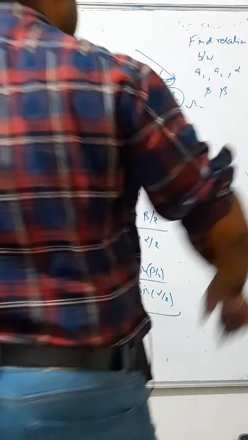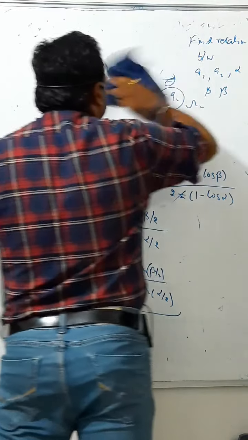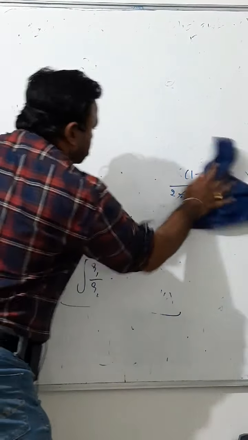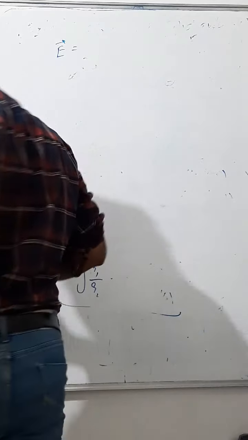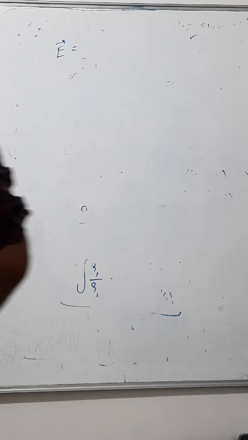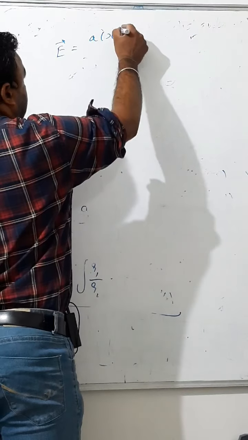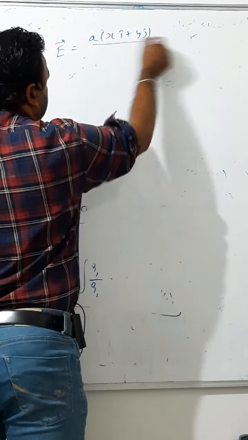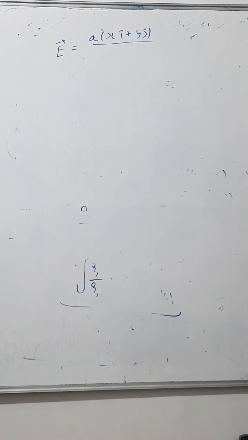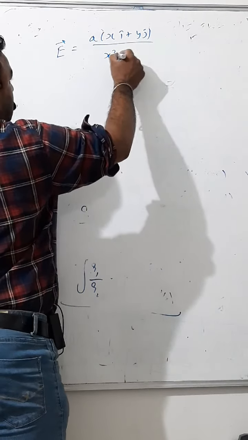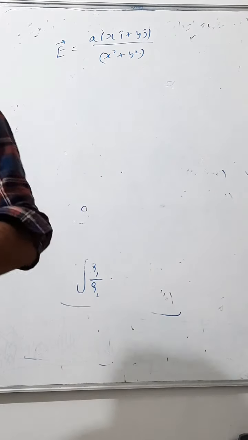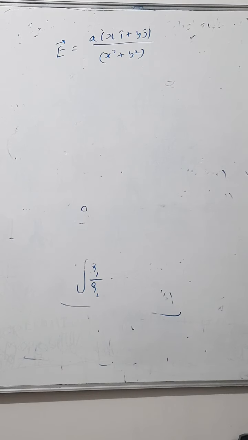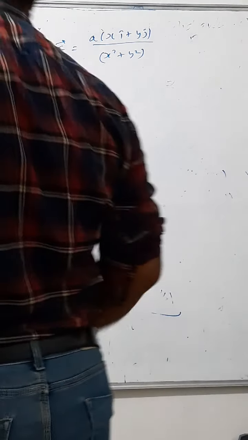Here is another example. Somewhere the electric field is given as E equals A (x i cap plus y j cap) upon (x square plus y square). Somewhere the electric field is in this form. Now find the charge within the sphere of radius r with the center at the origin.